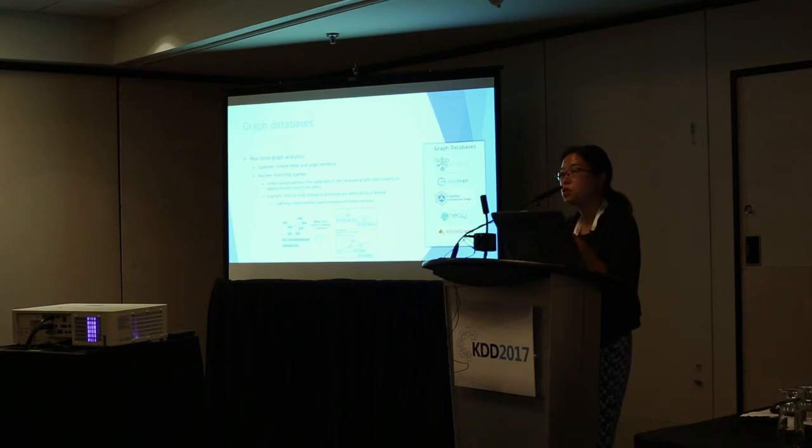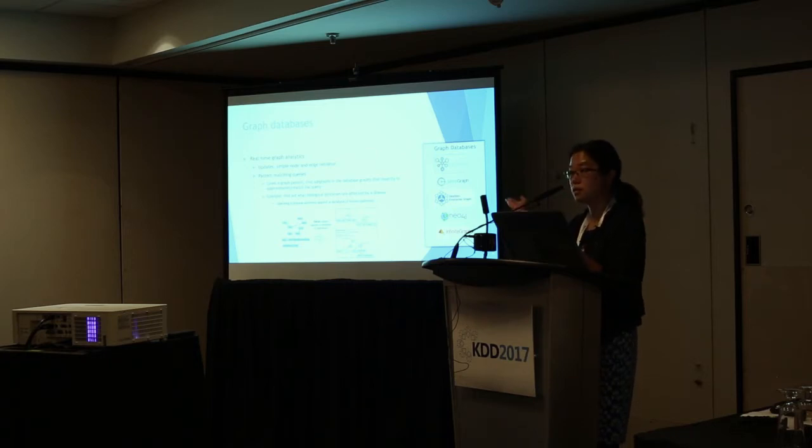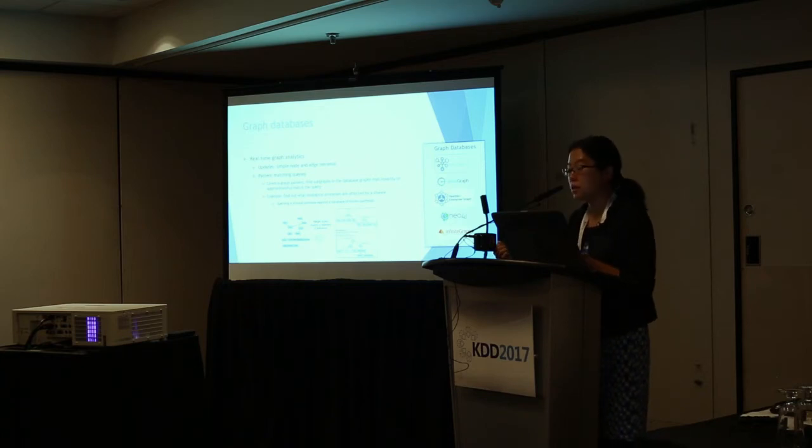So given a graph, you try to find subgraphs in your database that match your query, and the match can be exact or approximate. Most of these existing systems support exact graph matching, but sometimes approximate matching can be important, especially when your data is noisy.